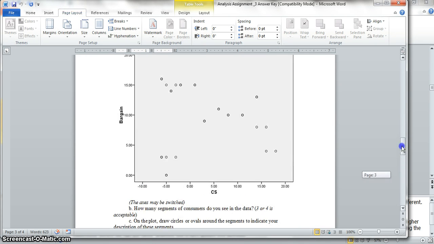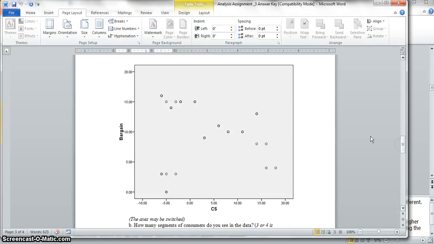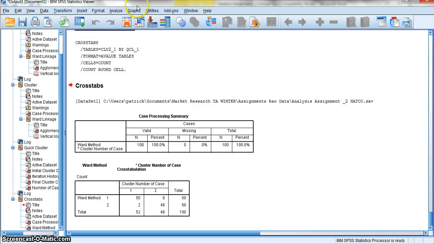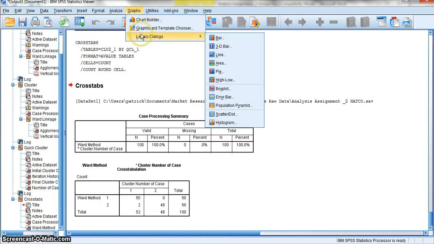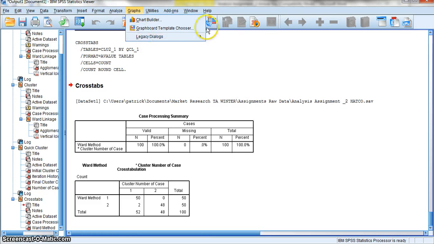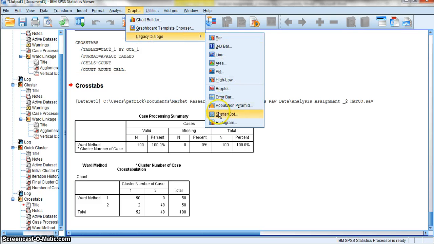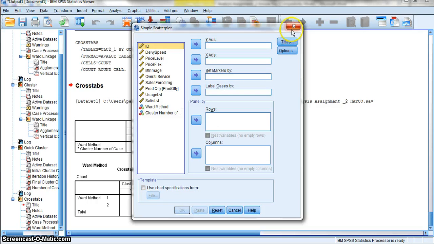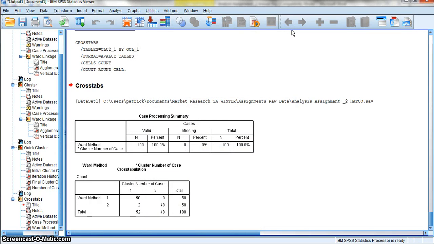And then also you're just gonna have to do scatter plots again. If you don't remember how to do that, it's Graphs, Legacy Dialogs, Scatter/Dot, Simple Scatter. That's good to review. Once again, there's a video online demonstrating assignment number 3 if you have any questions or need to look at further information.